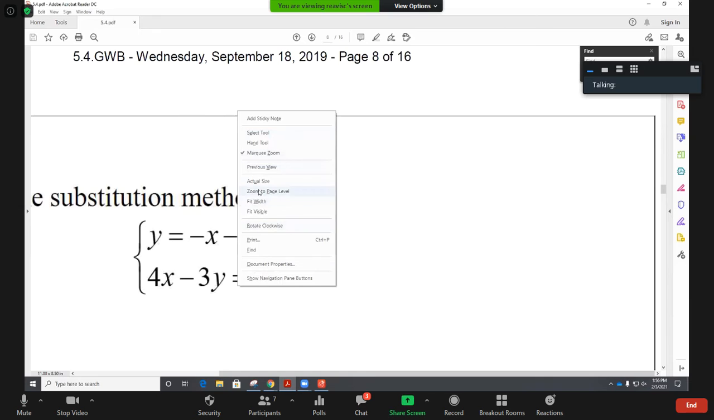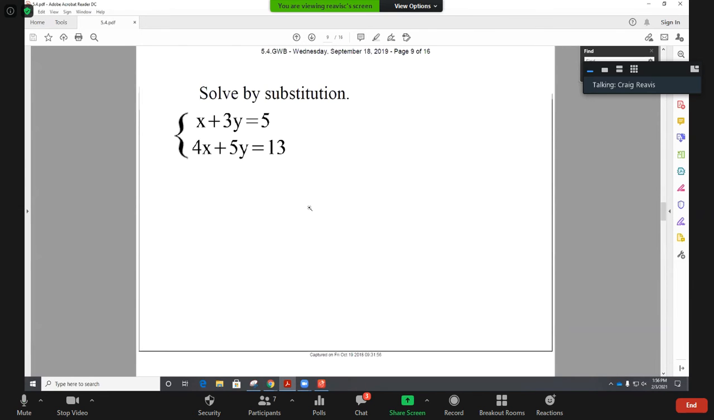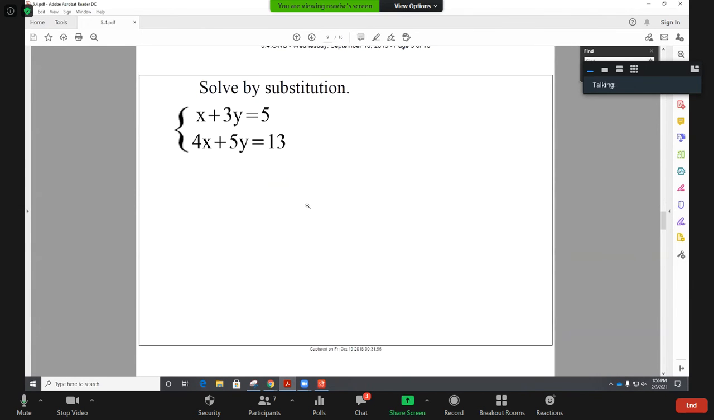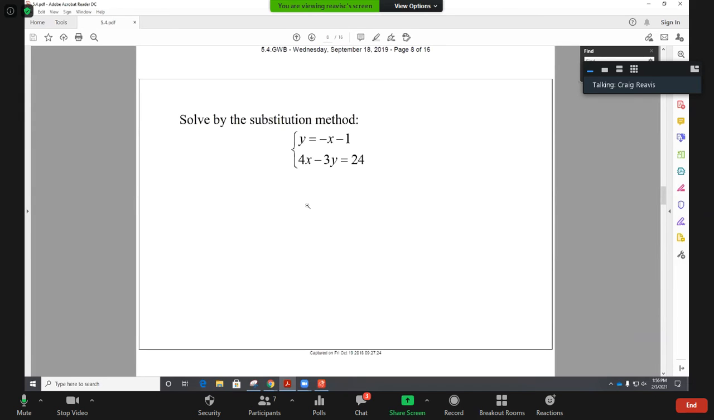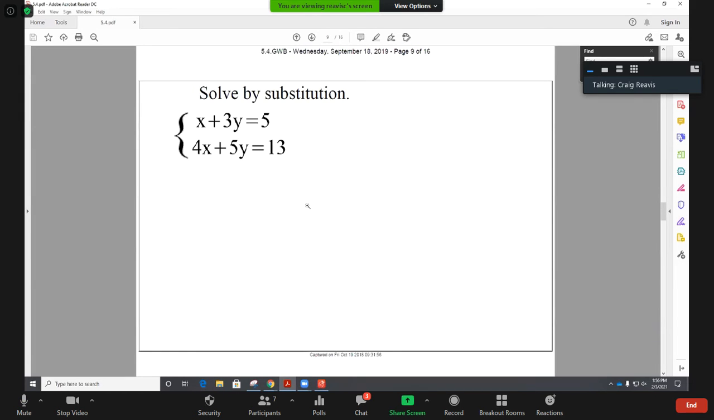Actual size. Where's the one we just did? We just did that one. All right, so here's another one. Write this one down. And then I'm going to go ahead and erase these instructions up here so I can have more room to write.